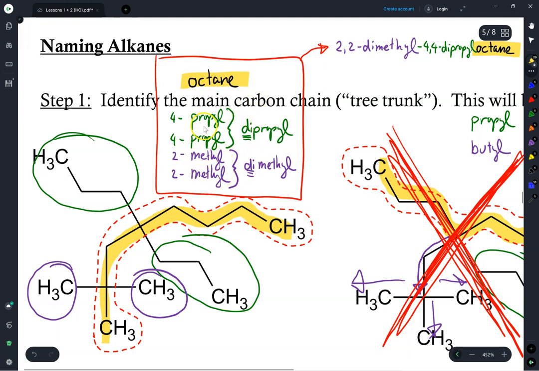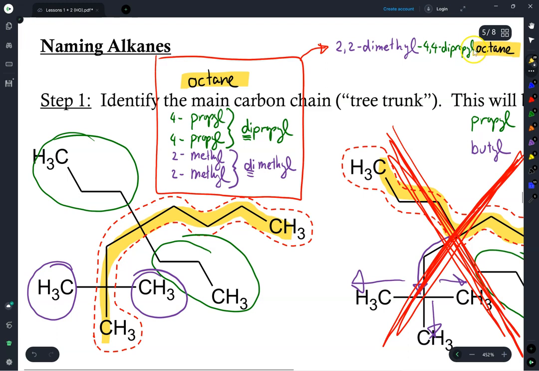M comes before the P, so 2,2-dimethyl. Make sure you put the comma to separate numbers from numbers, hyphens to separate numbers from letters, followed by the propyl branches. So again, hyphen to separate letters from numbers, comma to separate numbers from numbers, and another hyphen to separate the number from letters. So dash 4,4 dash dipropyl. Then finally, since there's no more branches left, just our parent chain, octane goes at the end.